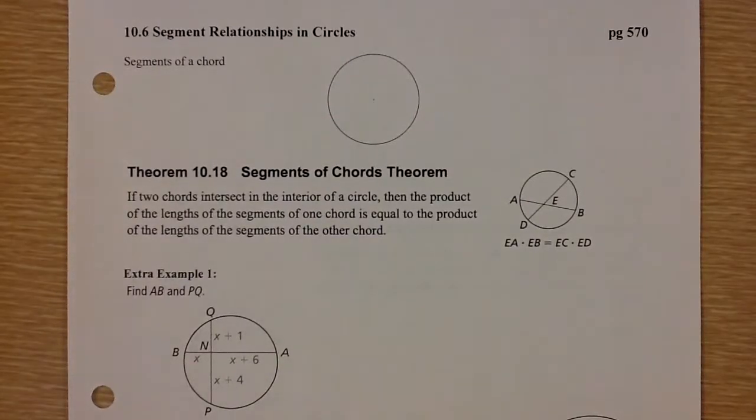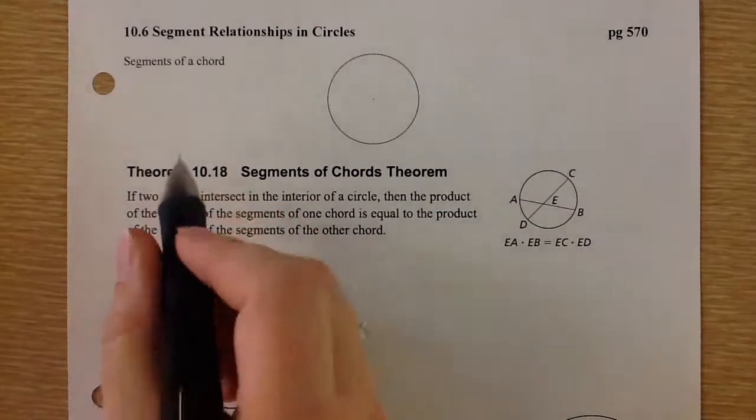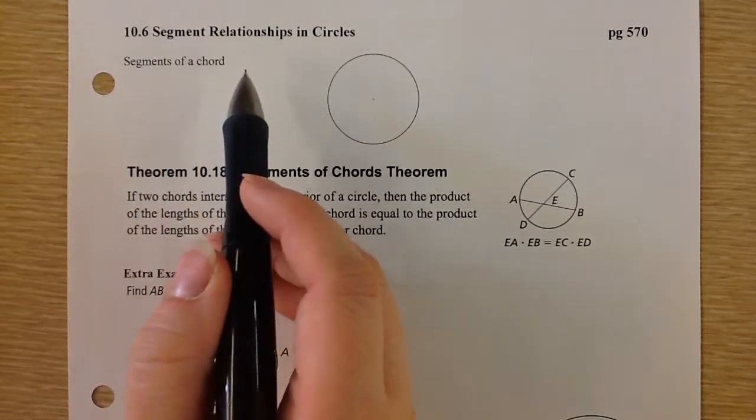Okay, section 10.6, segment relationships in circles. First we have to talk a little bit of vocabulary like we do for every section. We're going to talk about the segments of a chord.